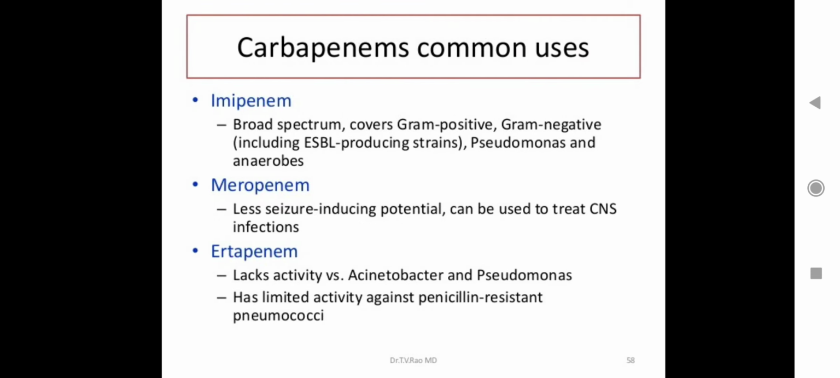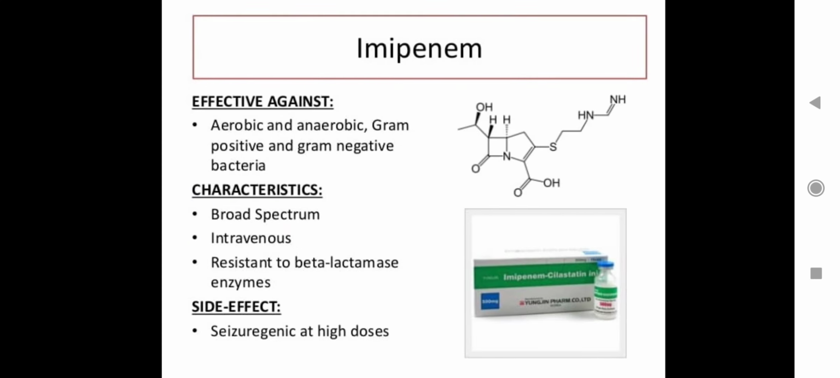The commonly used carbapenems are imipenem, meropenem, ertapenem, doripenem. Ertapenem is very broad spectrum, covers gram-positive and gram-negative, specifically extended spectrum beta lactamase producing strains, Pseudomonas, anaerobes. Meropenem causes fewer seizures as compared to imipenem, while ertapenem has no activity against Campylobacter and Pseudomonas. It has limited activity against penicillin-resistant pneumococci.